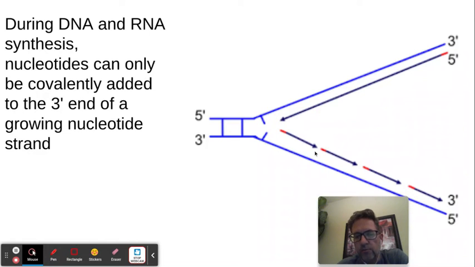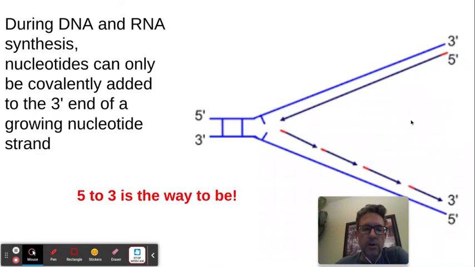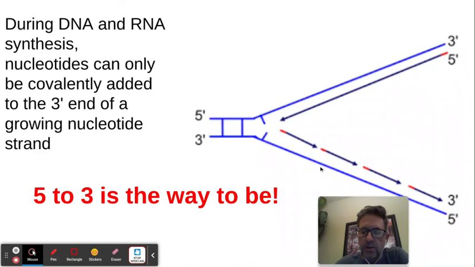Even down here, don't forget it's anti-parallel. So this time we have the bright blue is 3, 5 over here. So we'd make the anti-parallel. 5 to 3 is the way to be. We'll talk about why these are segmented later. All right, 5 to 3 is the way to be.